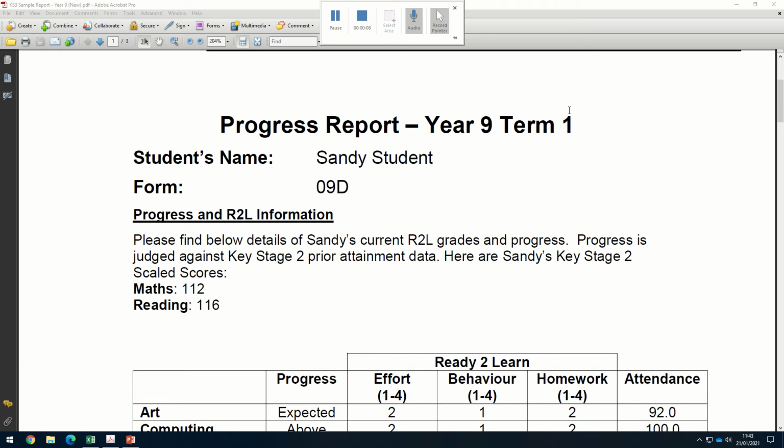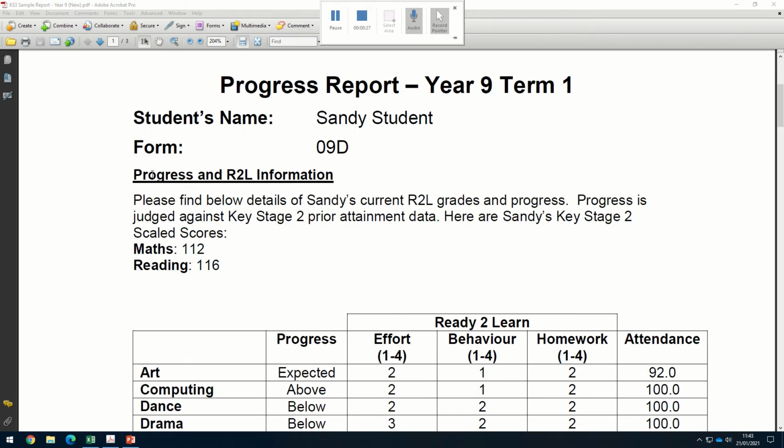First of all, where we can access the reports. The reports can be accessed by parents through Sims Parent in the reports section. This can be done either from a web browser or the app itself. Students also have access through their Sims student account, again in the reports section.